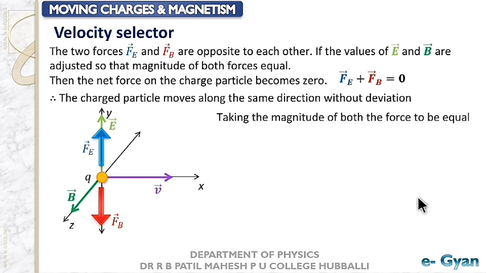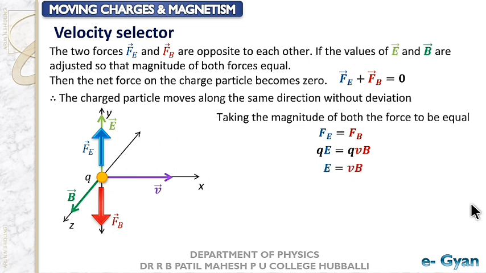So if they are equal in magnitude, then I'll be able to write Fe is equal to Fb, and further I can substitute their values. Fe will be equal to qE, and Fb is equal to qvB, the value of the magnetic Lorentz force, and the force on the charge in the presence of the electric field.